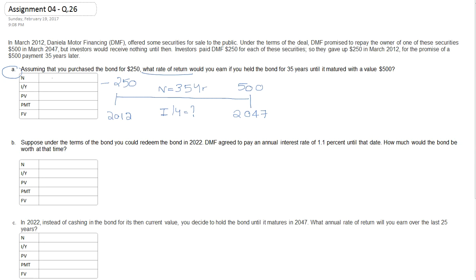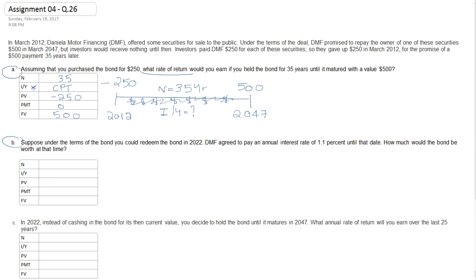This is very simple. You just put 35 in for N. That's what you need to compute. PV is what you pay today, which is $250. No PMT, because there is no recurring amount here, so we simply put it as 0. And the last one, FV, is what you get from bond redemption, which is 500. So you compute for IY. That will be your answer.